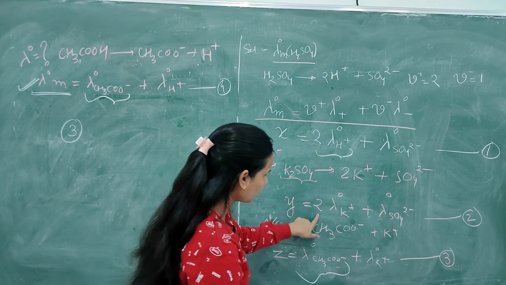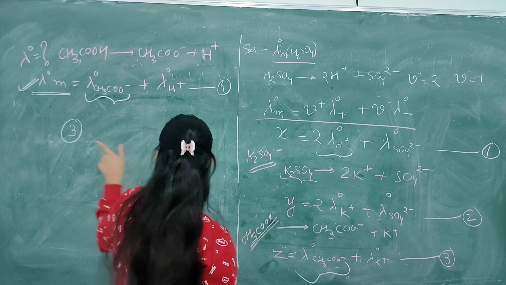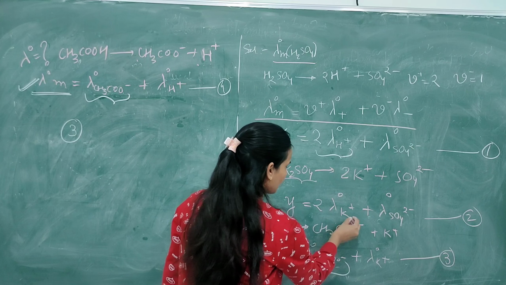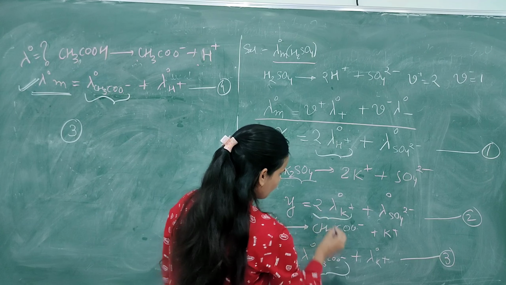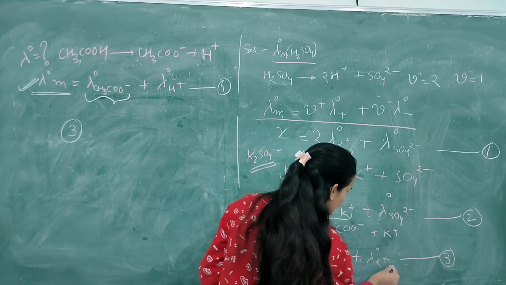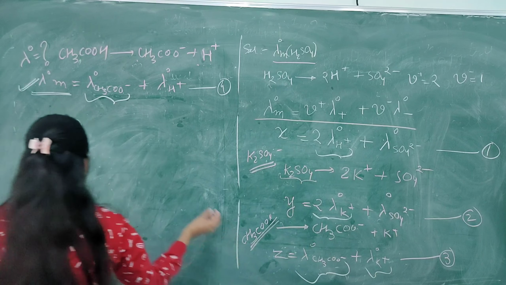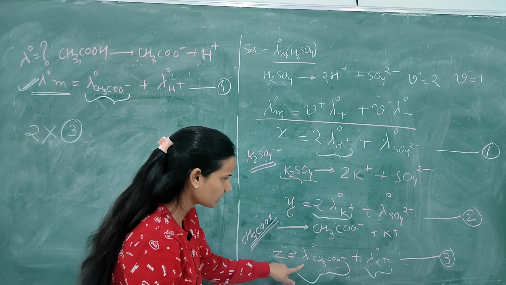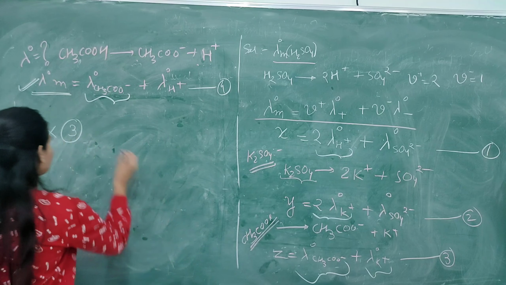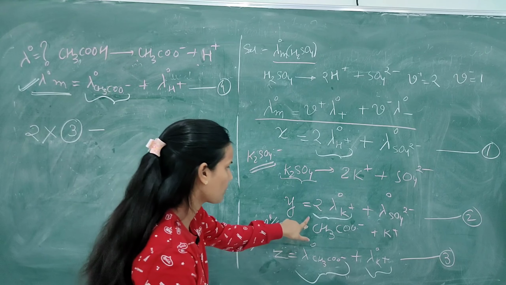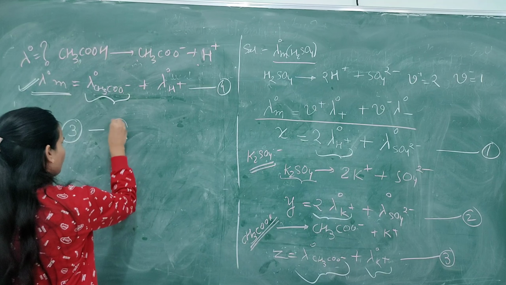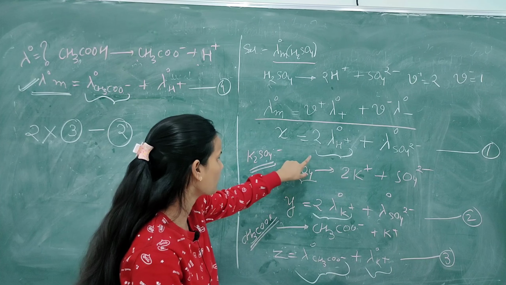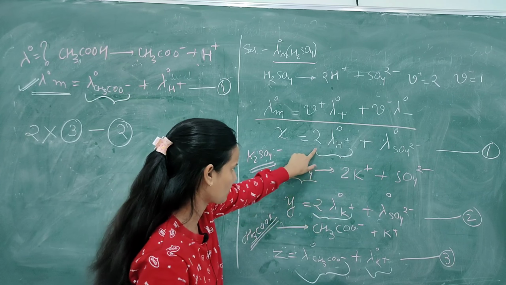Also, we have to cancel other values, like we have to make such a pattern that these extra values get cut, like this 2K positive. This is 2 lambda naught K positive, and in this equation also lambda naught K positive. So what I can do is 2 into equation 3. If I completely multiply this equation with 2 and then minus equation 2, I can easily remove this K positive. Now coming to equation number 1, I have to simply add this equation.